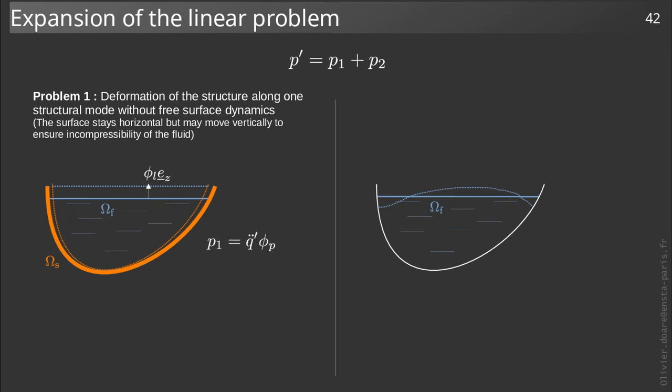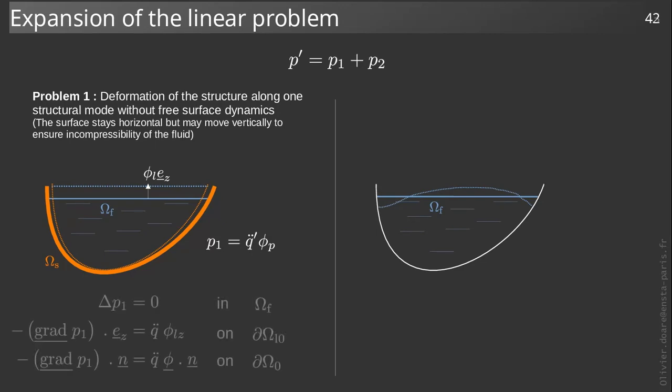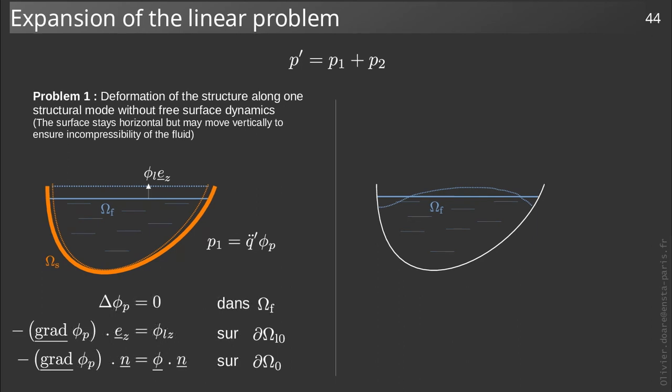The pressure P1, solution of this problem, is obtained by solving a problem similar to those we studied during the previous video on inertial effects, and can be written Q prime dot dot phi P, where Q prime is the time dependence of the modal displacement of the structure. The system of equations for phi P is finally written as follows. It is not different from what was done in the previous video.